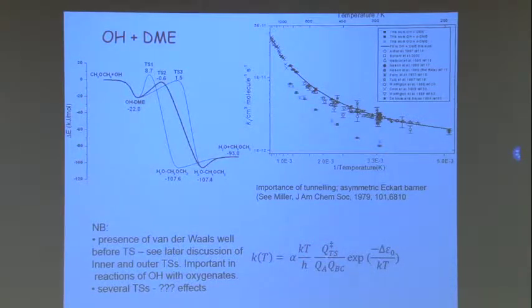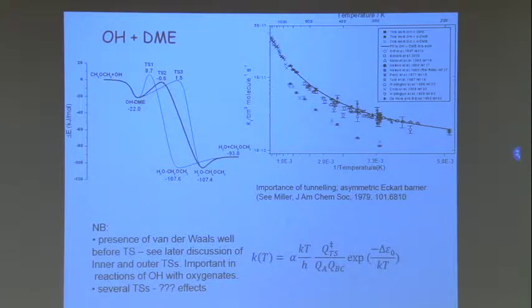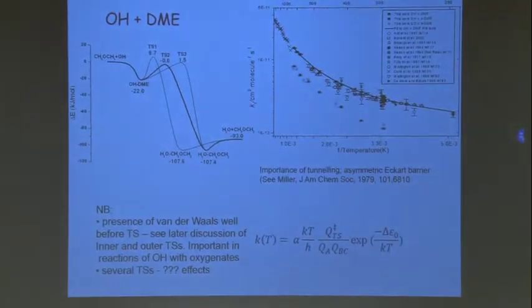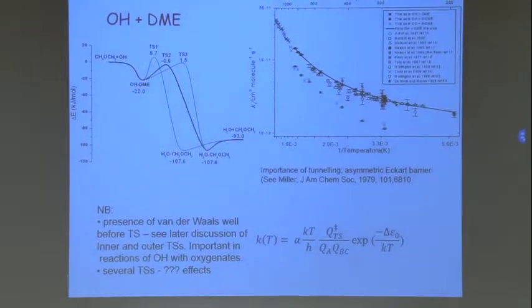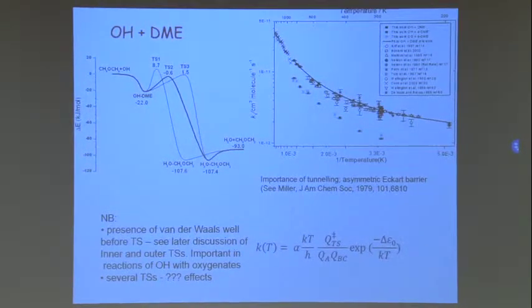If you remember, we had a T to the minus 3 over 2 from translation. We had a T to the minus 1 from rotation. And we've got a fairly complicated issue as far as vibrations are concerned, but it's going to give rise to some form of temperature dependence, but it's difficult to predict. You've got to go into the calculations in some detail.